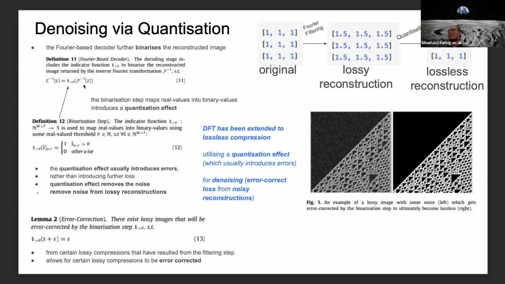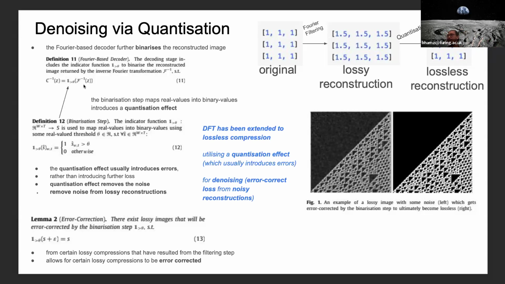The error correction only applies to certain, not all, cases, but you can get an intuition for why this might work. At the top, there's an original with all ones, and then you might have a lossy reconstruction where it's got 1.5s everywhere. This binarization step will just map those 1.5s back to ones, and therefore you retrieve the original image.